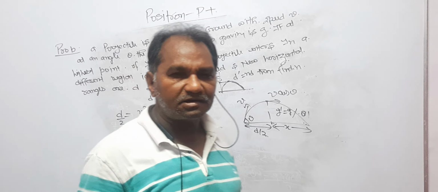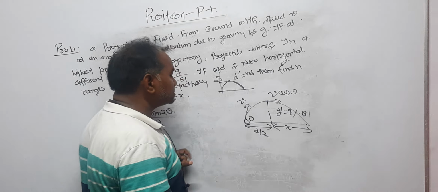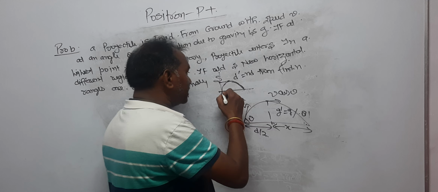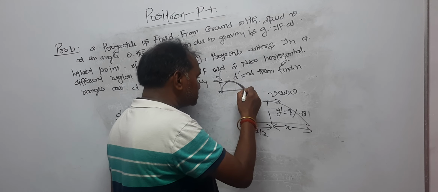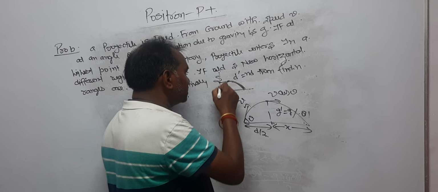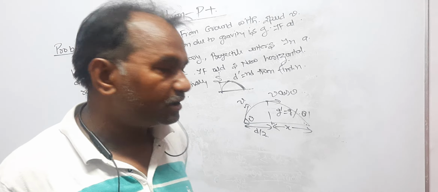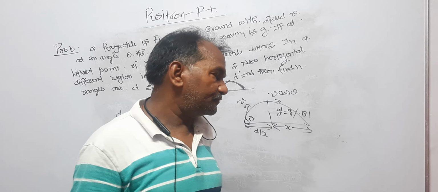Time of flight is the time up to which a projectile remains in the air. It means the time taken in traveling either this distance, or from here to here and coming down. If you are able to find out this time, that would be the time of flight.